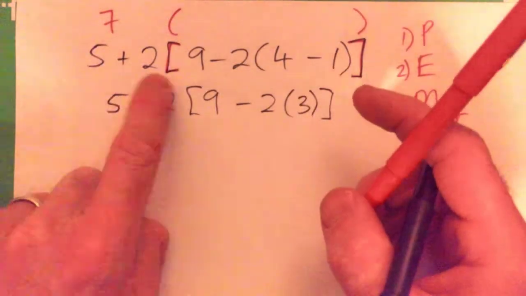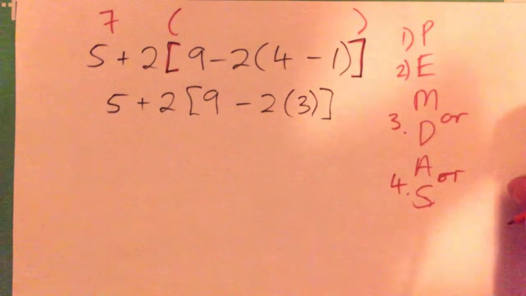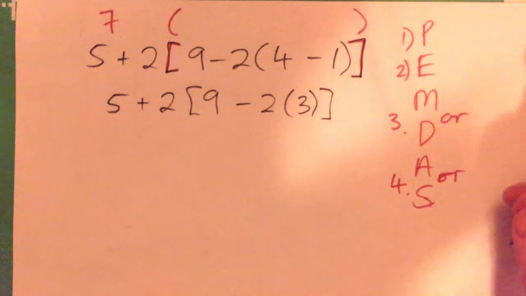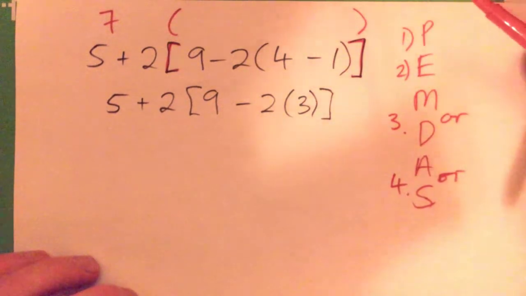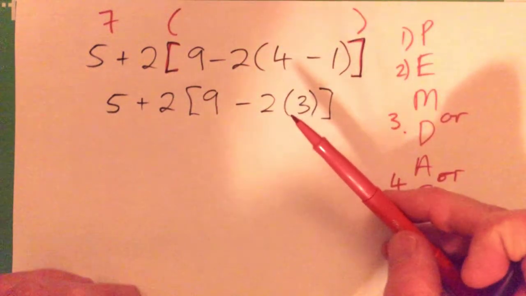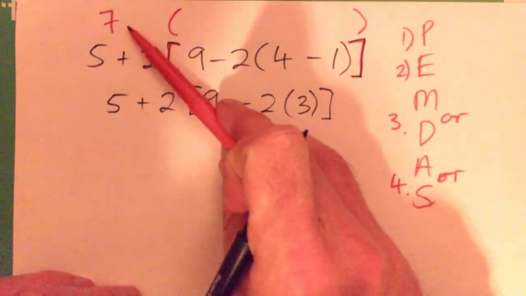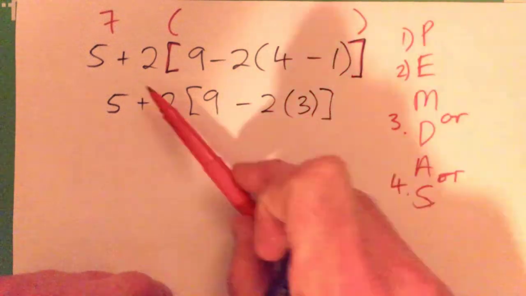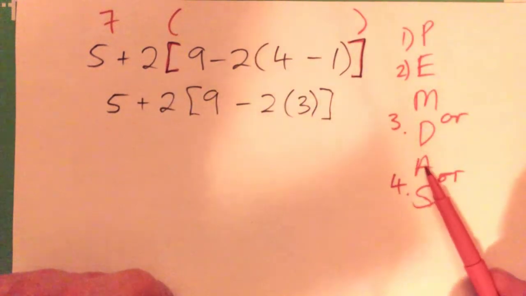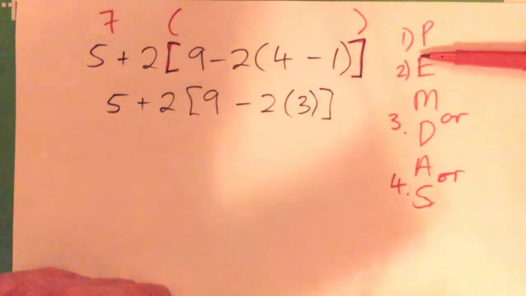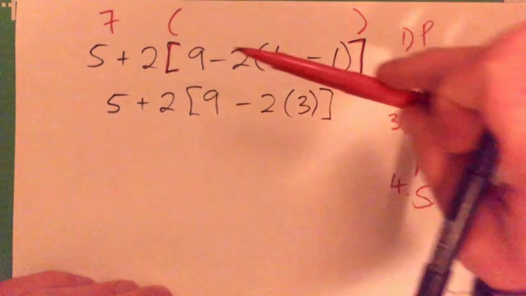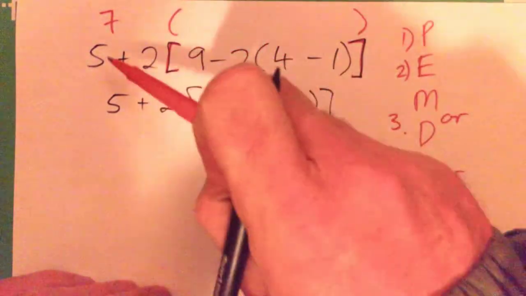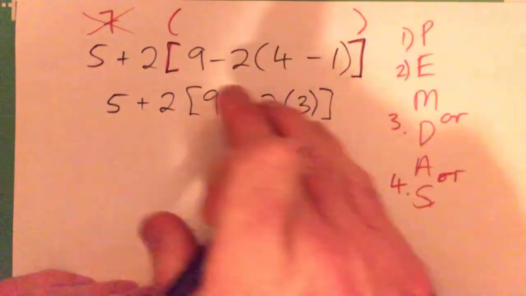Why is that? Because if we add the 5 and the 2 to get 7, we're breaking the rules. You can't just start adding right off the bat. You've got to get through your parentheses, then your exponents, then multiply or divide, and then you get to add or subtract. So you're not allowed to add first, and that's why we can't just say 5 and 2 make 7. That's one of the traps of this problem.